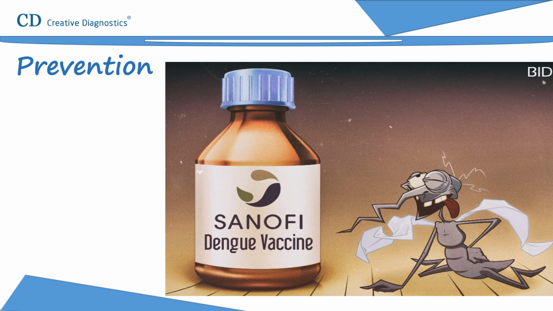In late 2015 and early 2016, the first dengue vaccine, Dengvaxia by Sanofi Pasteur, was registered in several countries for use in individuals 9-45 years of age living in endemic areas. At present, the main method to control or prevent the transmission of dengue virus is to combat vector mosquitoes.